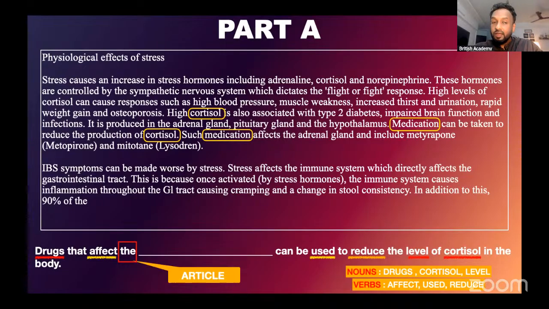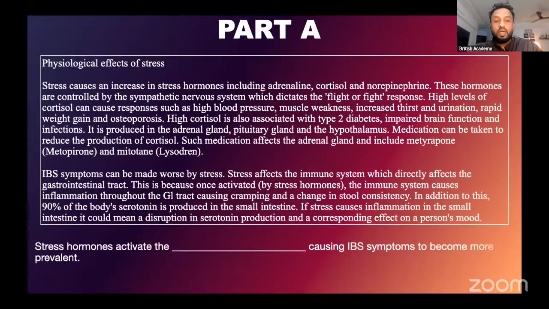Medication can be taken to reduce the production of cortisol. Such medication affects, now you can clearly see it matches my keyword. Such medication affects the adrenal gland and includes metyrapone. So my answer over here is: drugs that affect the adrenal gland can be used to reduce the level of cortisol in the body. Very good, everyone, those who have commented. Keep it up. Next one, let's go for another one.